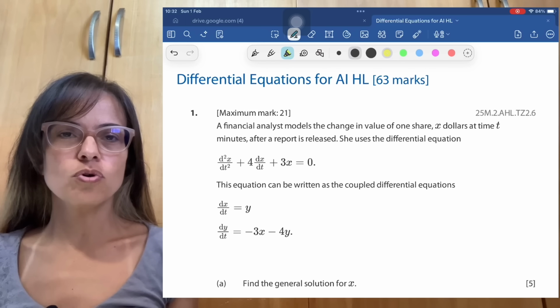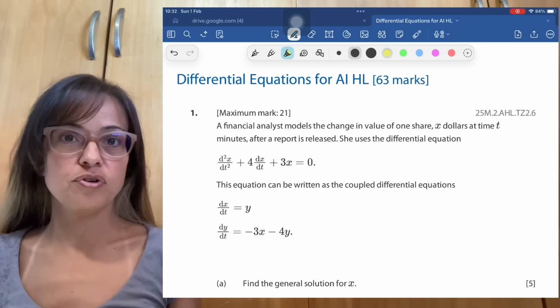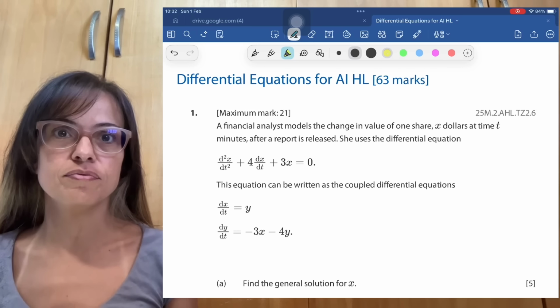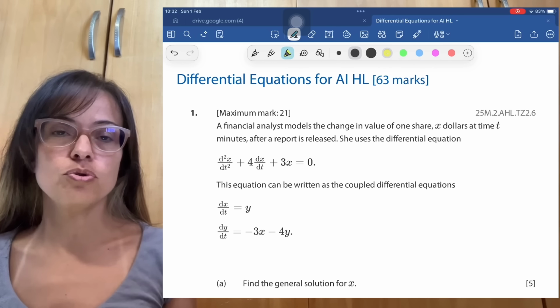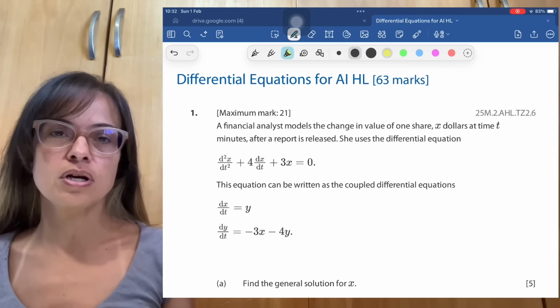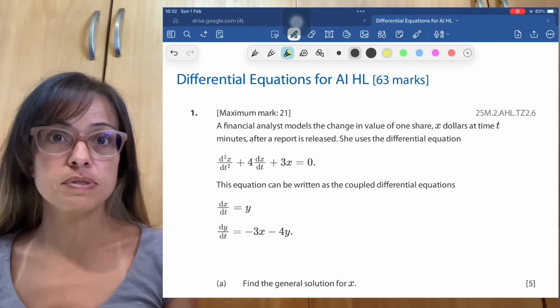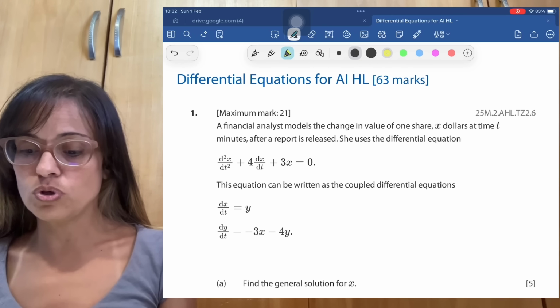The AI high-level course does a lot of interesting things with differential equations that the AA high-level does not. And I want to go through that today by solving a few questions from past exams. This first one that I want to do is very recent.